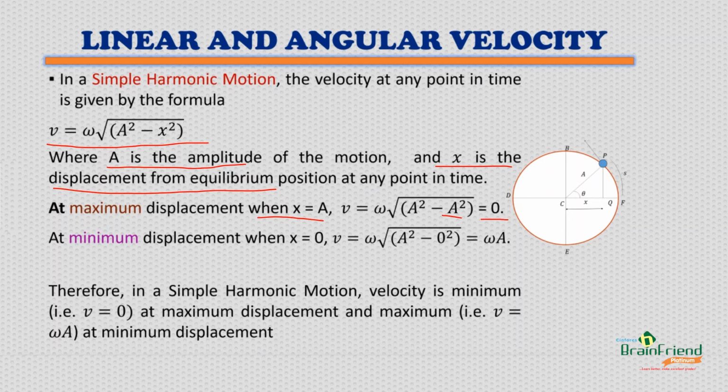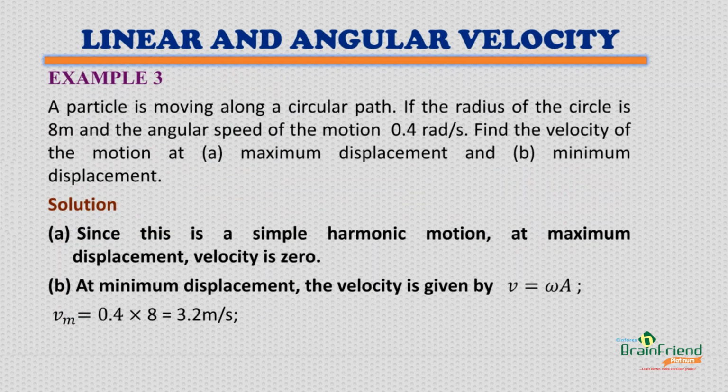And also, at minimum displacement, when s is equal to 0, v is equal to omega times square root of A squared minus 0 squared, since our s is equal to 0. 0 squared is equal to 0. A squared minus 0 squared is equal to A squared. And square root of A squared is A. Therefore, v is equal to omega A. From this, we can show that in a simple harmonic motion, velocity is minimum, that is equal to 0, at maximum displacement and maximum at minimum displacement.